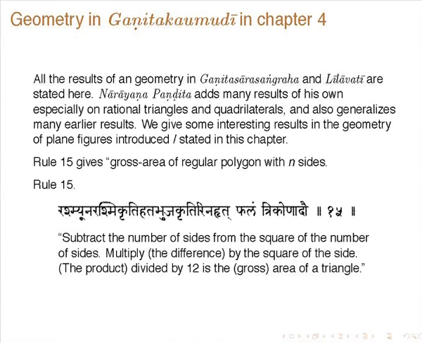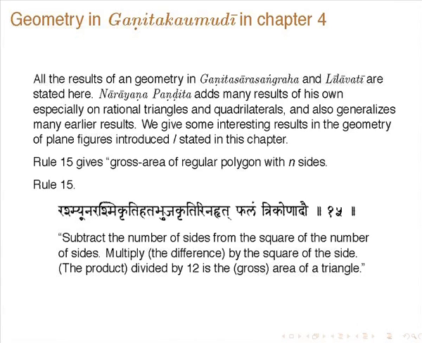So, in geometry, in Ganitakaumudi in chapter 4, all the results of geometry in Ganita Sara Sangraha and Leelavati are stated here, and he adds many results of his own, especially rational triangles and quadrilaterals, and also generalizes many results. You might have noticed this, he always tries to generalize the results given in earlier works. So, we give some interesting results in geometry of plane figures.